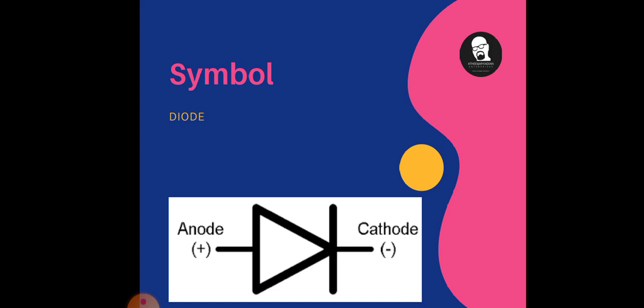So p-type semiconductor offers positive charges. So the terminal connected to p-type semiconductor is considered as a positive terminal, which is known as anode, and n-type semiconductor offers negative charges. So the terminal connected to n-type semiconductor is called a cathode. So you can see that the symbol of diode is given on the screen, and one line is shown. That line indicates the negative terminal, which is known as a cathode. So this is the symbol of diode.